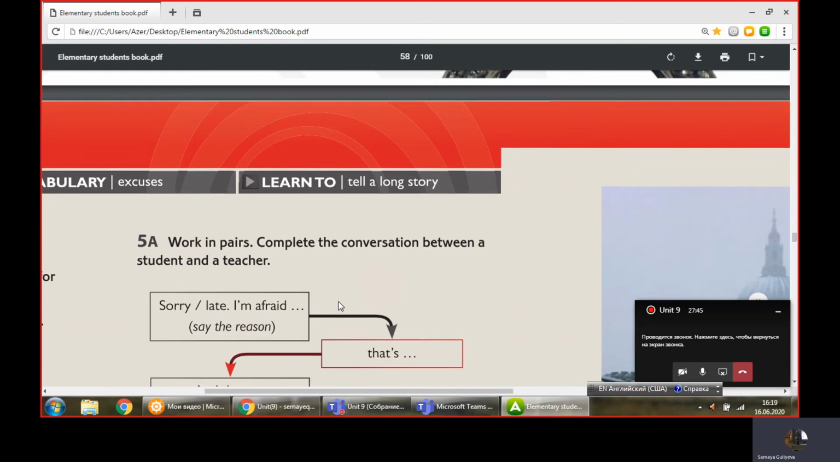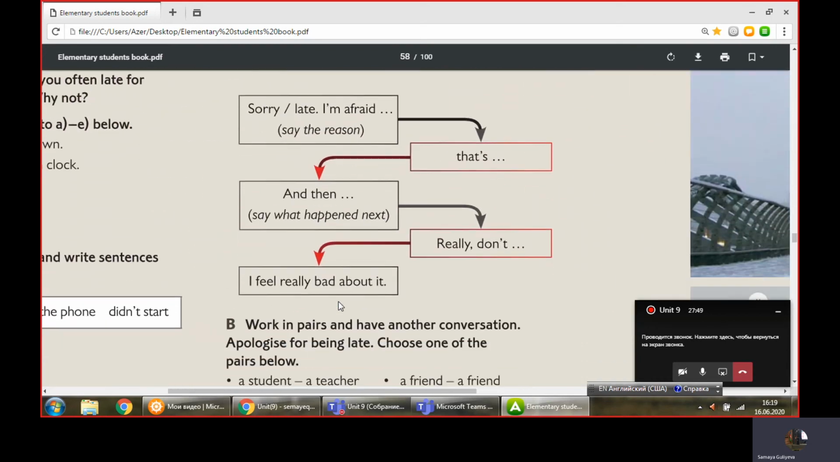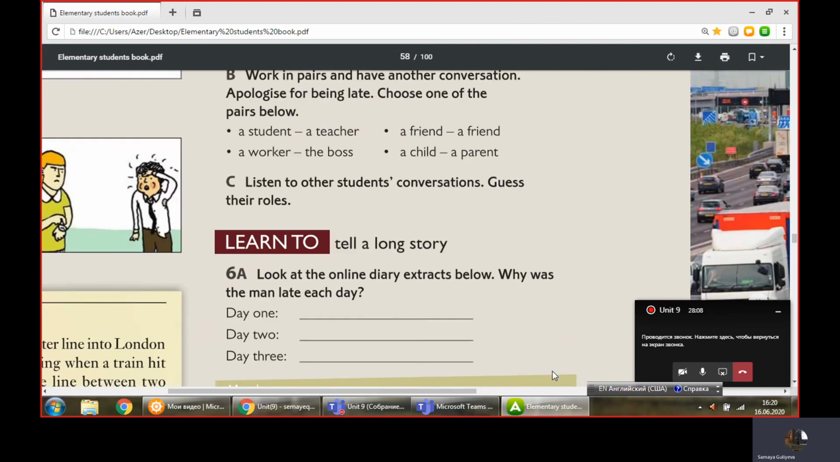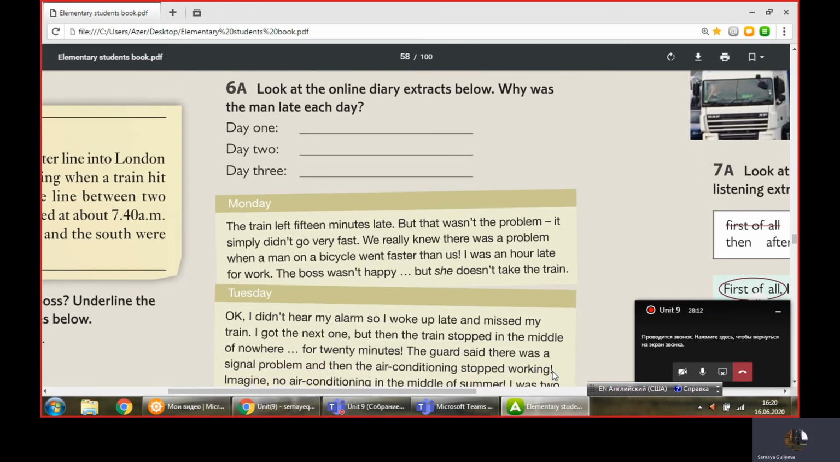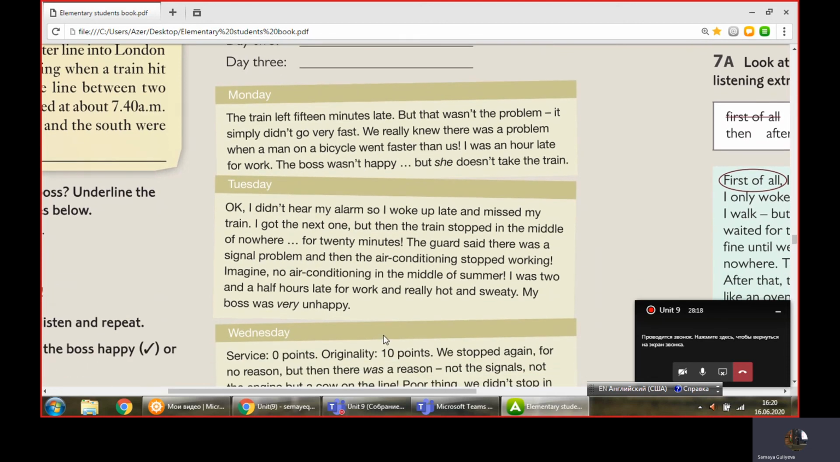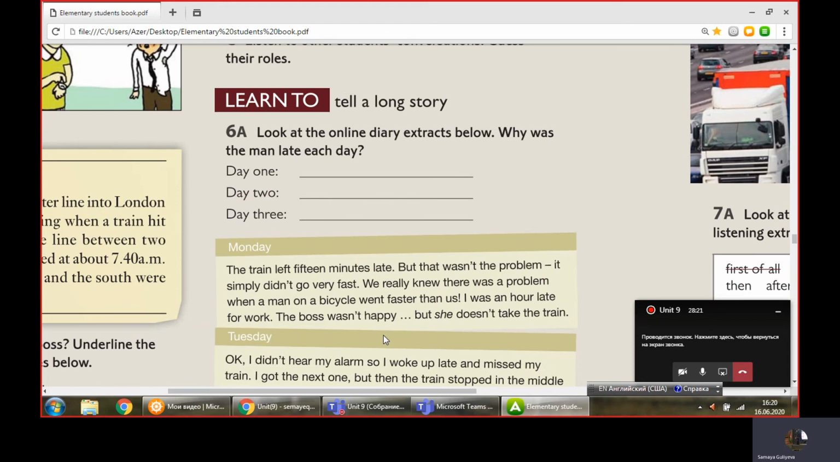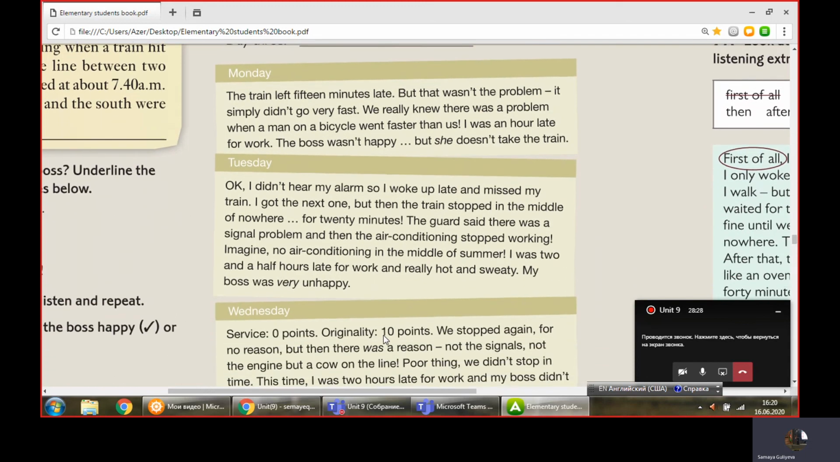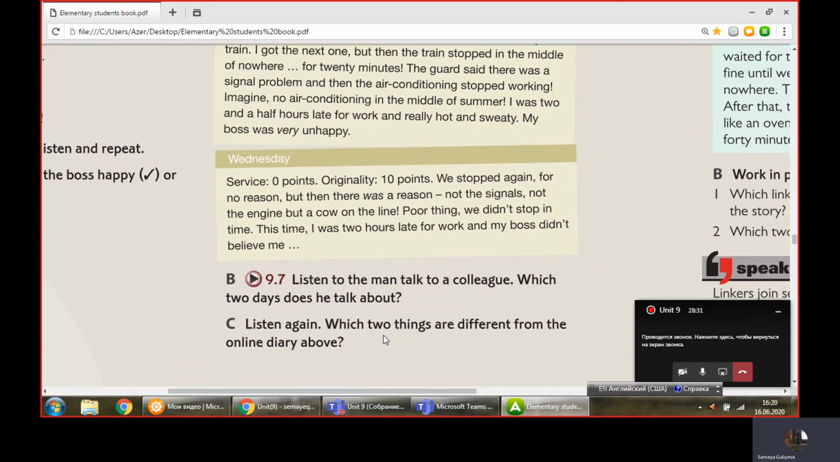So next, and maybe it's the last test, it's about dialogue. This test, 5A, is about creating a dialogue. Using these phrases, you are going to make a conversation or dialogue or act it out. Student and teacher: "Sorry, I'm late." "I'm afraid" plus a reason. If the excuse is acceptable, we can use a positive response, or if it's not acceptable, we use a negative response for that. And the last one, tell a long story. You are going to read the excuses for 3 days, Monday, Tuesday, Wednesday, and you only direct extracts below. And why was the man late each day? And you write down your opinions on each excuse.